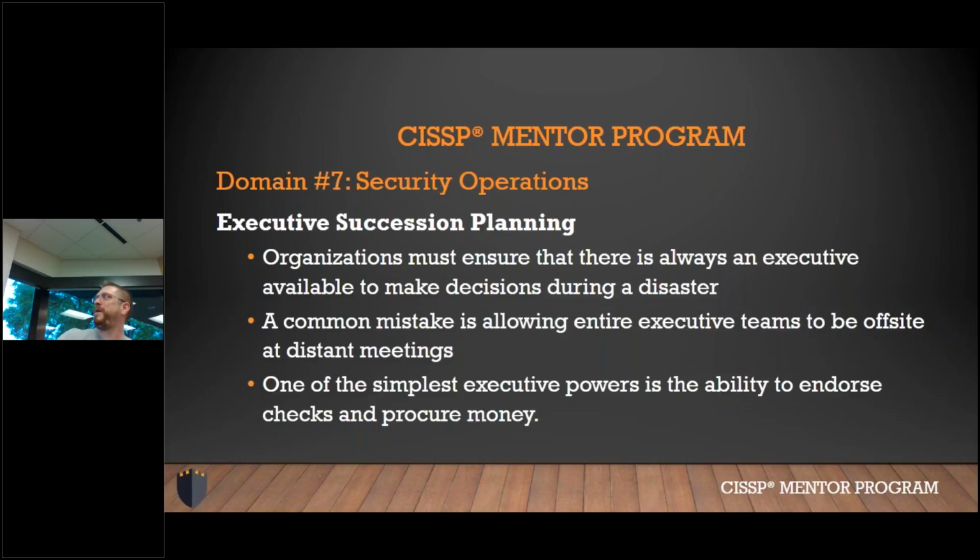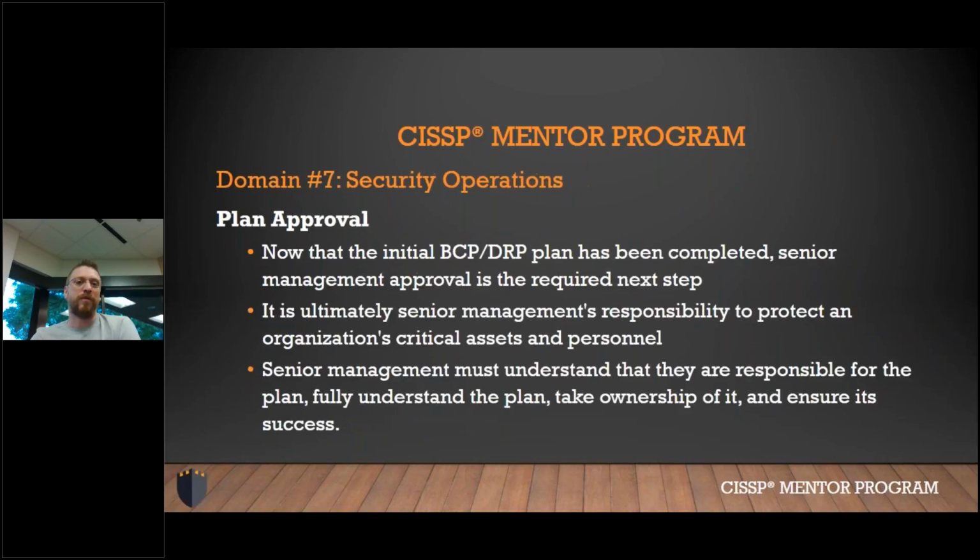One of the big executive powers is the ability to endorse checks and procure money. What do we talk about with maximum tolerable downtime? Payroll and making sure that you can have business continuity. How are we going to maintain and keep going? There needs to be somebody there who has the ability to make that call and the authority to endorse the check or get the money from the bank or wherever it is. So it's very important, and we must make sure that there's somebody available at all times.